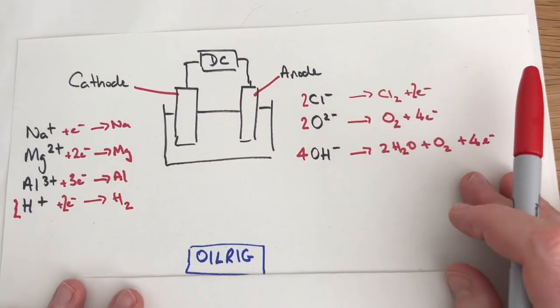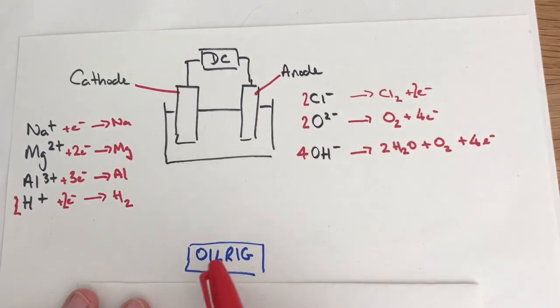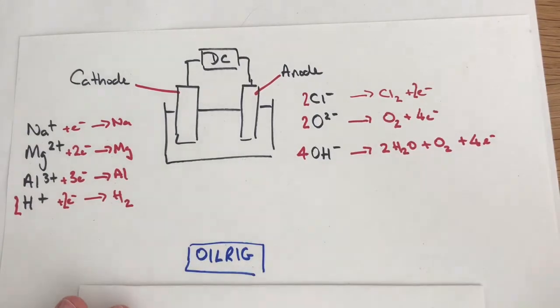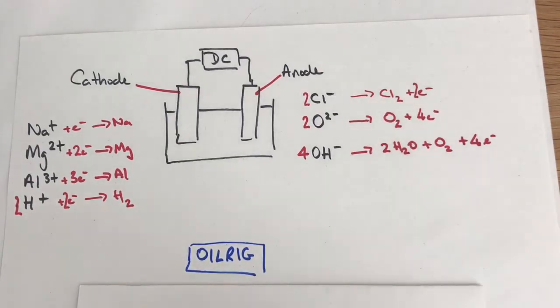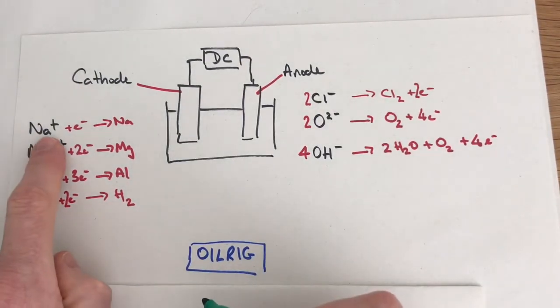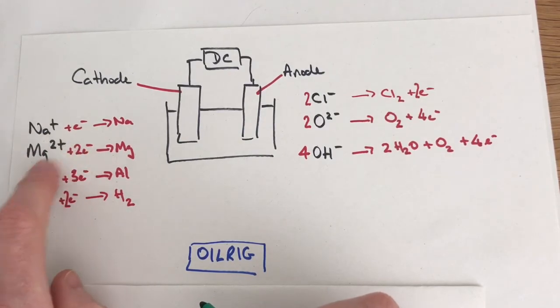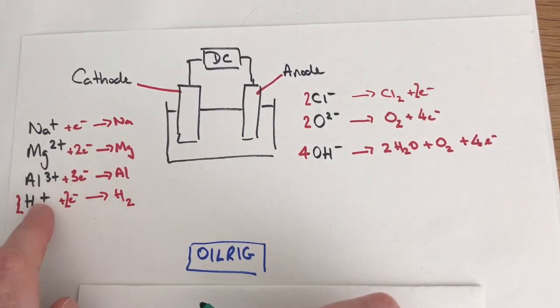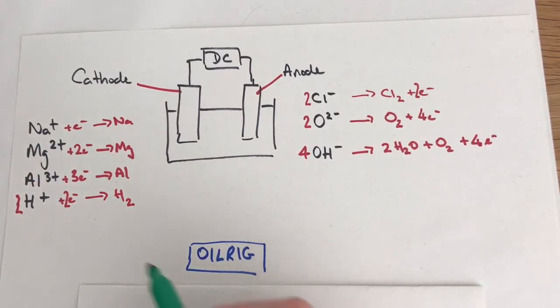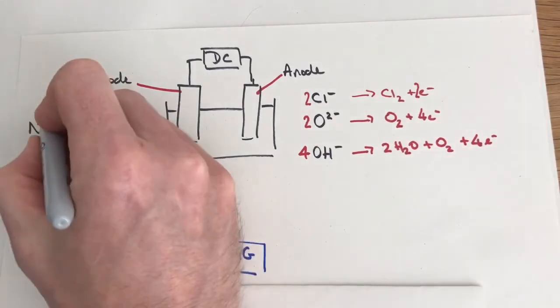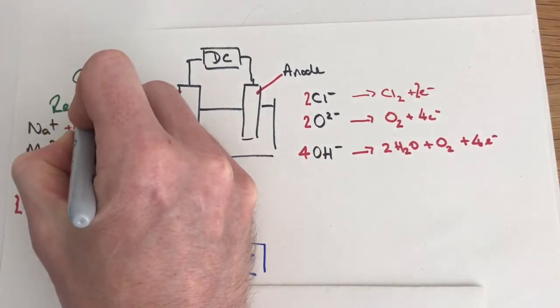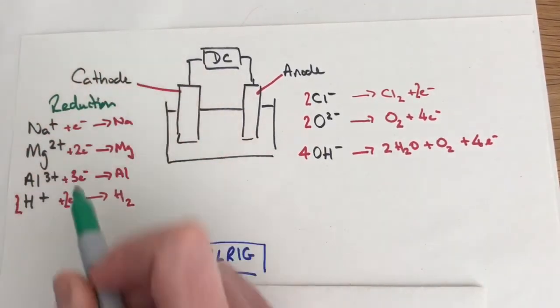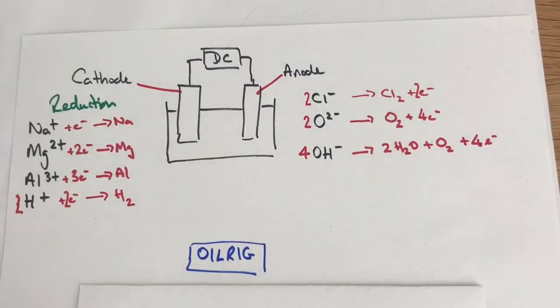Something to bear in mind though is this idea of OILRIG. This stands for oxidation is loss, reduction is gain. So what does this mean? If we look at our equations on our sheet, this side here we've got sodium gaining electrons, magnesium gaining, aluminium and hydrogen gaining electrons. So these equations here are all representing reduction, which is gaining electrons. So these are all reduction reactions, and these reduction reactions are happening at the cathode.